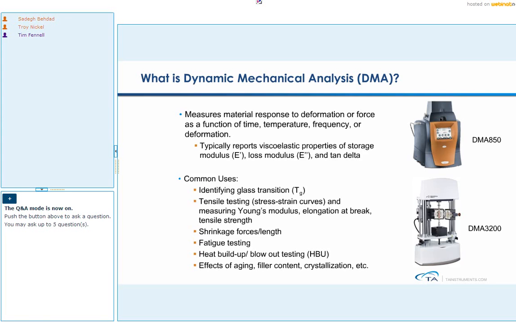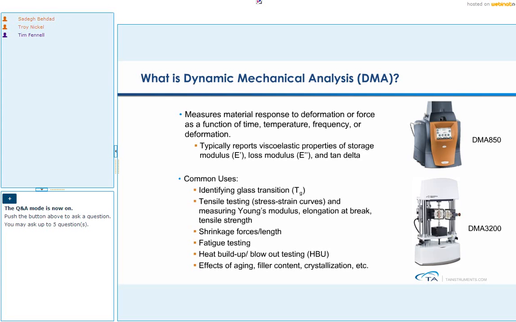The one on the upper right corner is a DMA 850. Many of you are familiar with that. It's the best-selling DMA in the world. It's very good in doing a lot of various tests, not just doing the typical DMA test. For example, you can measure shrinkage forces and length changes. With that, you can do tensile testing.